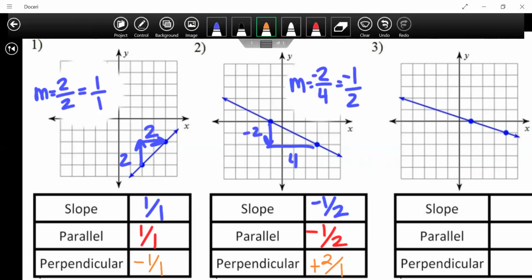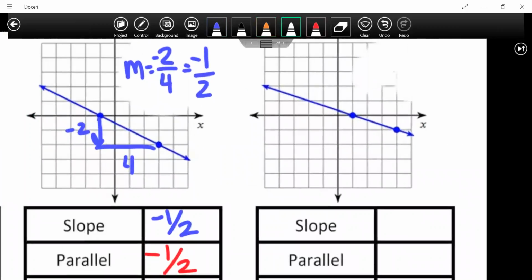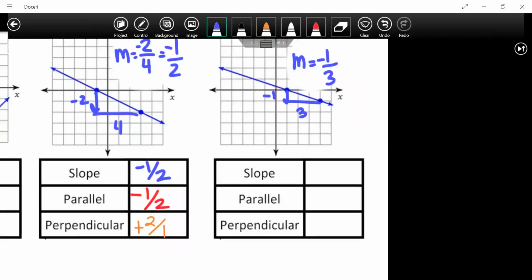I know. Crazy. Our last one here. Going down 1 over 3. My slope is -1/3. Can't really change it. I want to reduce it, so we're going to leave it that way. So -1/3. What would make it parallel? -1/3. What would be its opposite flipped? +3/1 or just 3. Whichever way works for you.